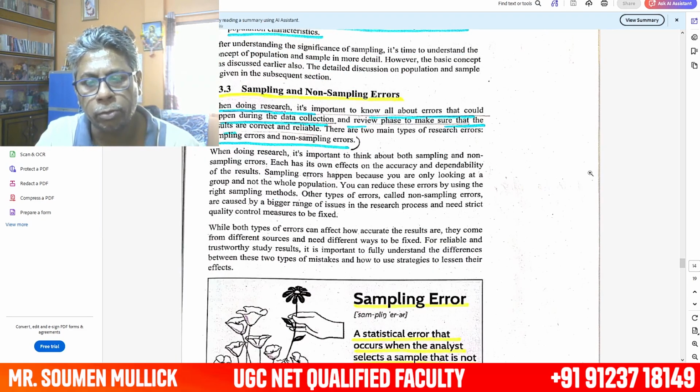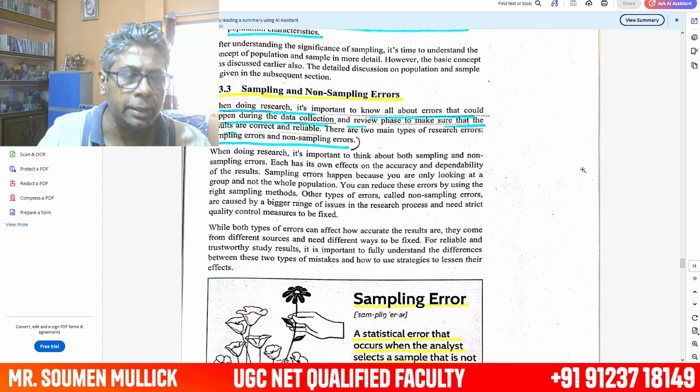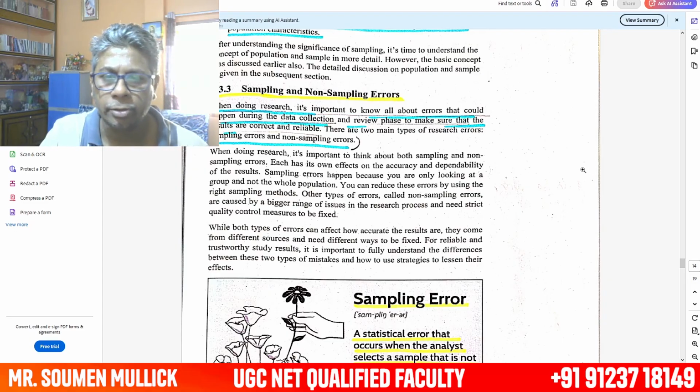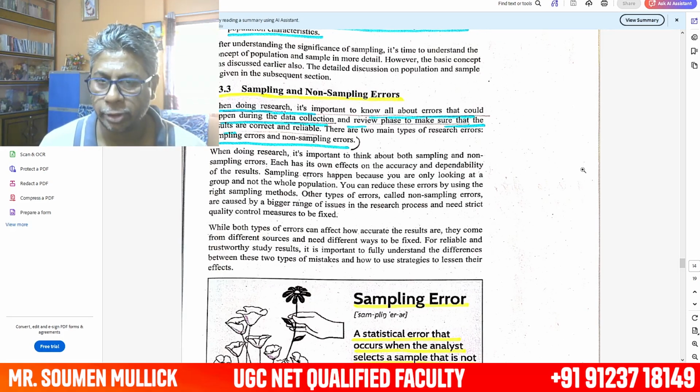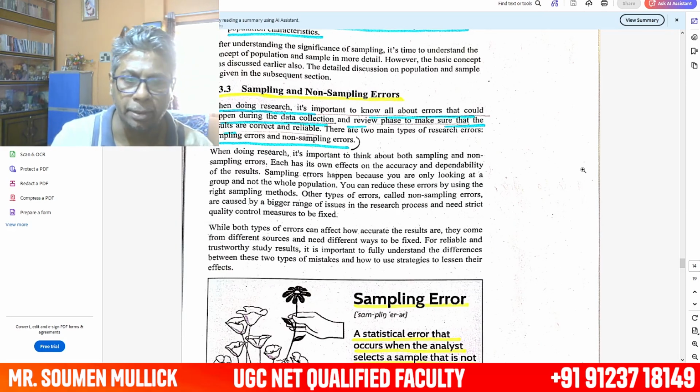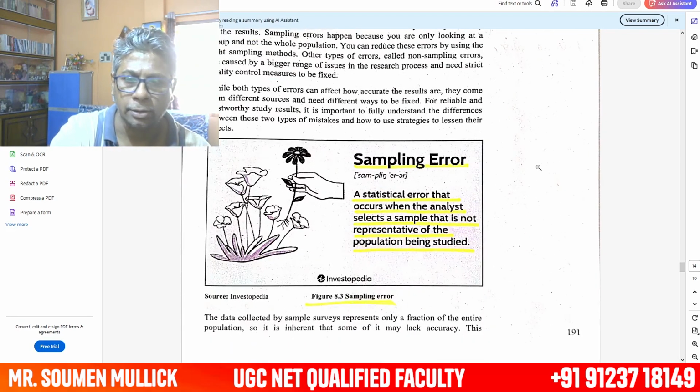And we also have to develop knowledge of sampling and non-sampling error. When doing research, it's important to know about all the errors that could happen during the data collection and review phase to make sure the results are correct and reliable. There are two main types of research error that can happen: sampling error and non-sampling error.